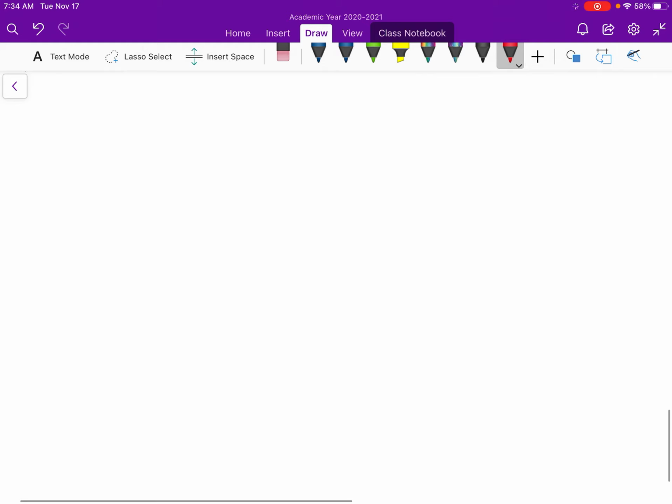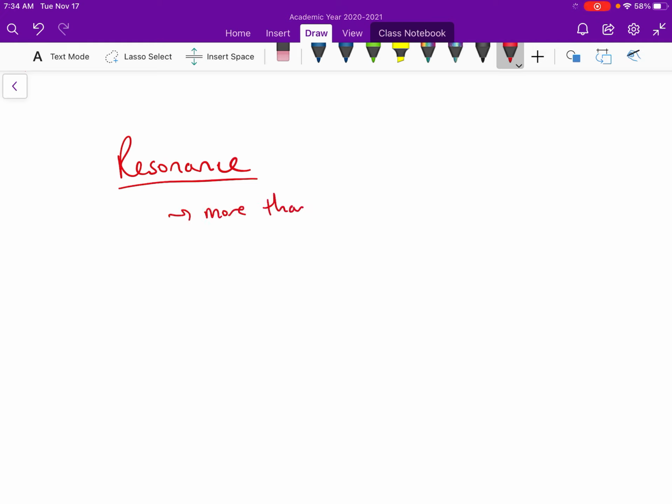Second phase of this is something called resonance. This is when you can have more than one possible Lewis structure.